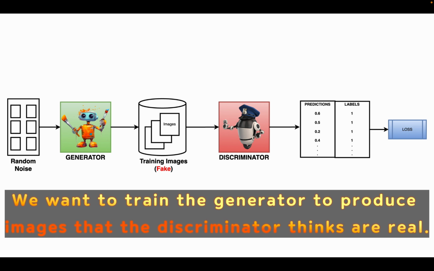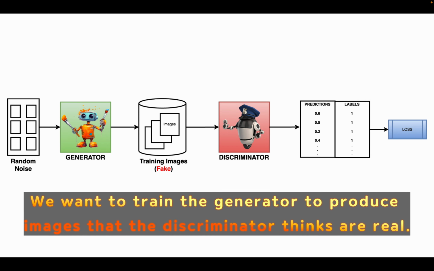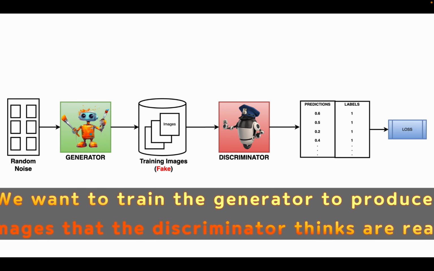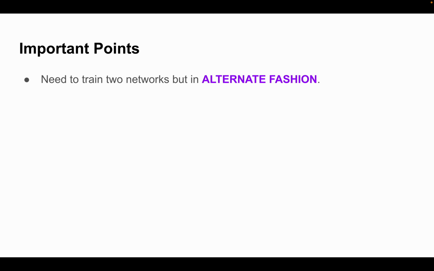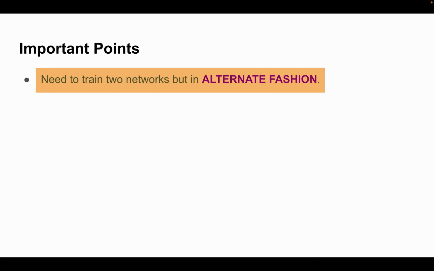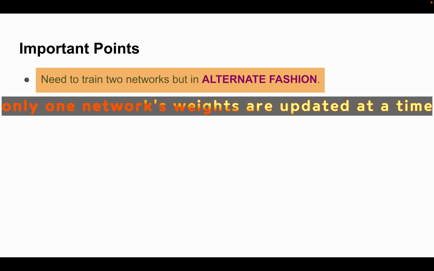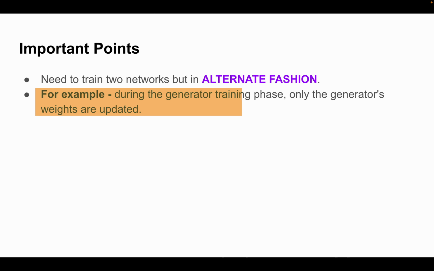Here the important point to note is that we want to train the generator to produce images that the discriminator thinks are real. Now let's focus on few key points. The first important thing we have to note here is we need to train these two networks, that is generator and discriminator, in an alternate fashion, ensuring that the network weights are updated one at a time. For instance, during the generator training phase, only the generator weights are updated.